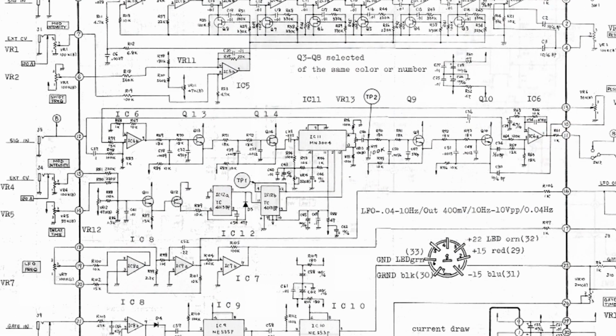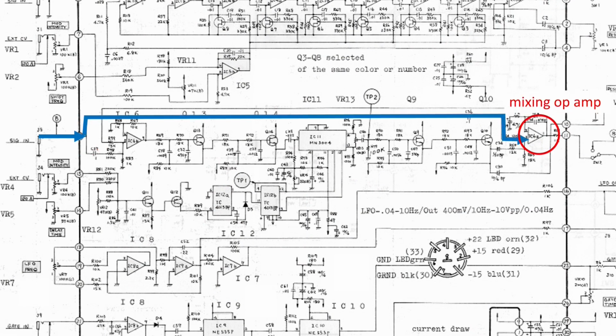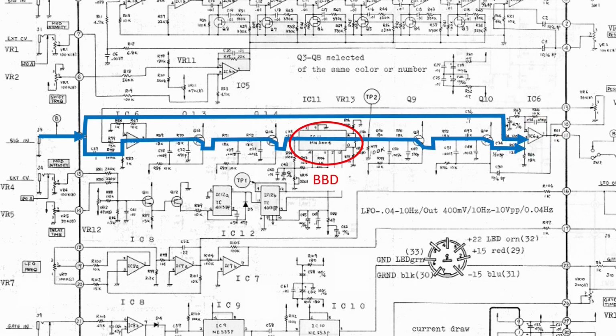We can also see this here in the schematics of the 172 module. Here the input audio signal gets split, the upper path goes to the mixing op-amp directly, and the lower signal passes through a voltage controllable bucket brigade delay before it goes to the mixer.